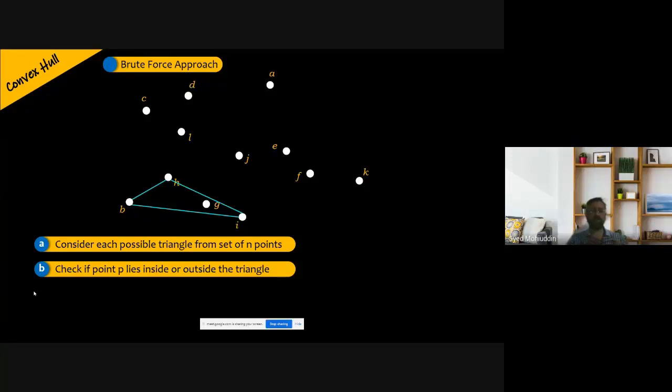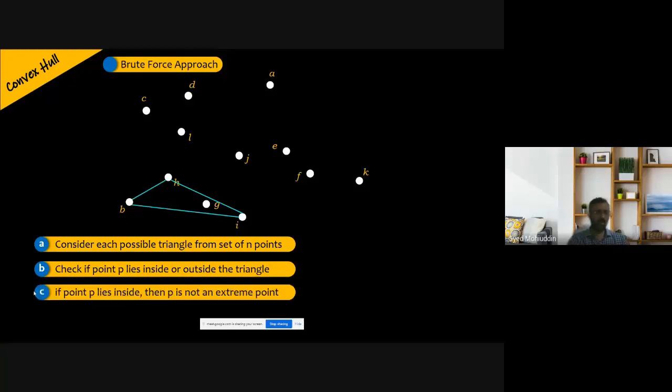So we will check if any point lies inside or outside this triangle. Now, if the point lies inside, then it's not an extreme point. It's not an outer point. Otherwise, it's an extreme point. This way we will be able to find them. But there is a problem.